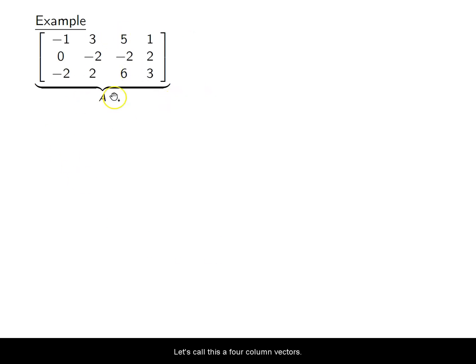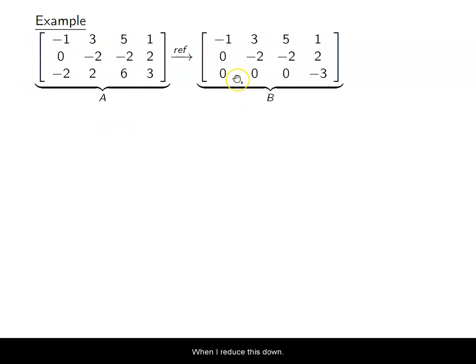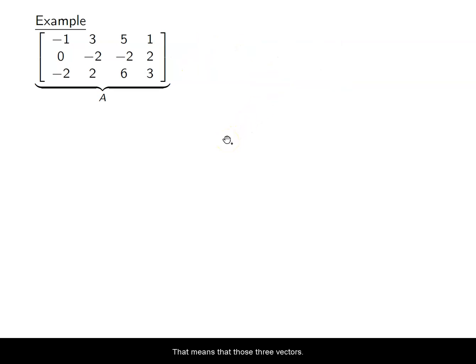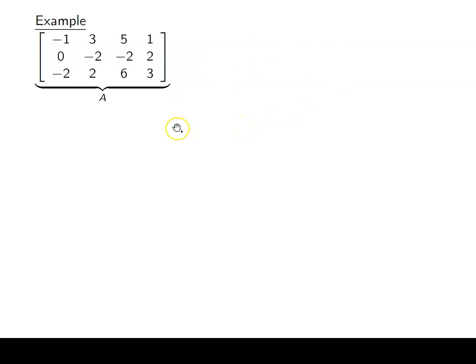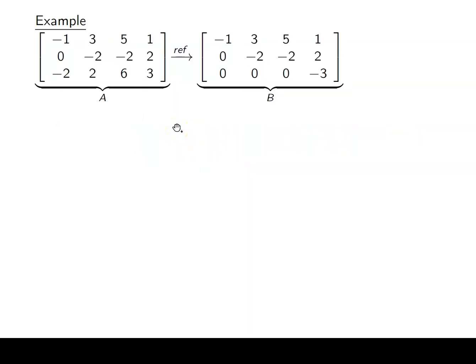So let's do an example. Let's call this A. I have 4 column vectors, 3 equations. When I reduce this down, I have a pivot position in this row, a pivot position in this row, and a pivot position in this row. Since each row has a pivot position, that means that all these vectors span R3.